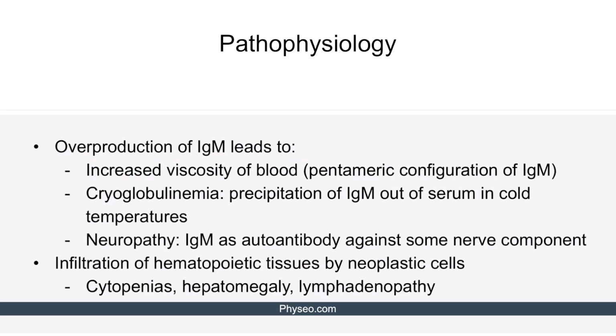All right, moving on to the pathophysiology. It's characterized by the overproduction of IgM, which leads to several manifestations. First, it increases the viscosity of the blood, and this is due to the pentameric configuration of IgM. Second, IgM can precipitate out of the serum in cold temperatures, leading to cryoglobulinemia. Third, IgM can act as an autoantibody against some nerve components, which can lead to neuropathy. Also, infiltration of hematopoietic tissues by neoplastic cells leads to cytopenias, such as anemia, as well as hepatomegaly and lymphadenopathy.